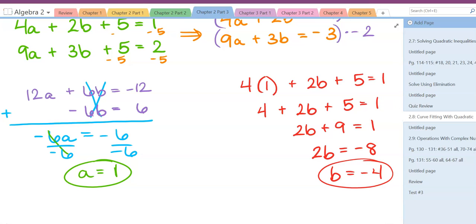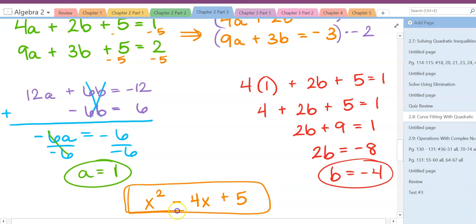So now that I have my a, my b, and my c, those coefficients, I can write out my quadratic equation. So your quadratic is ax squared plus bx plus c. So a is 1, so it'd be 1x squared, or you can write just x squared. b is a negative 4, so it's going to say minus 4x, and c was a 5, so plus 5. This would be the quadratic equation that those points came from.